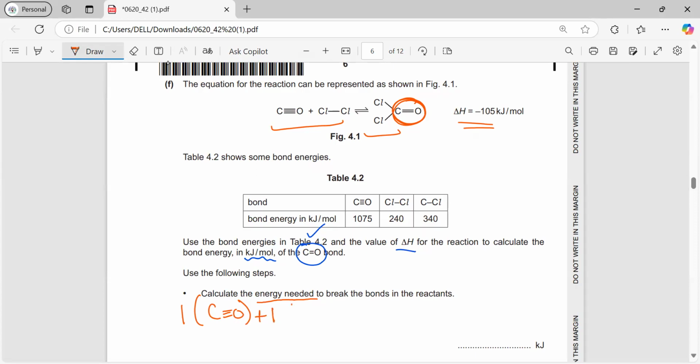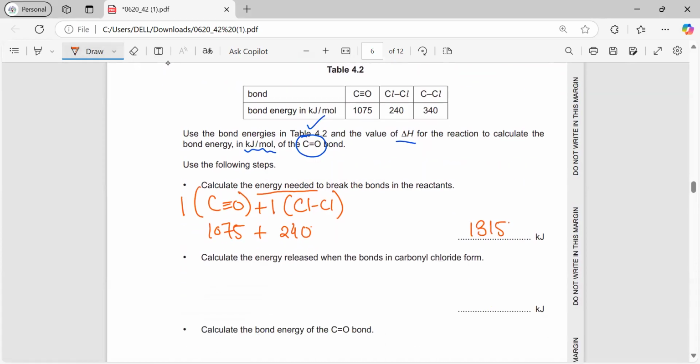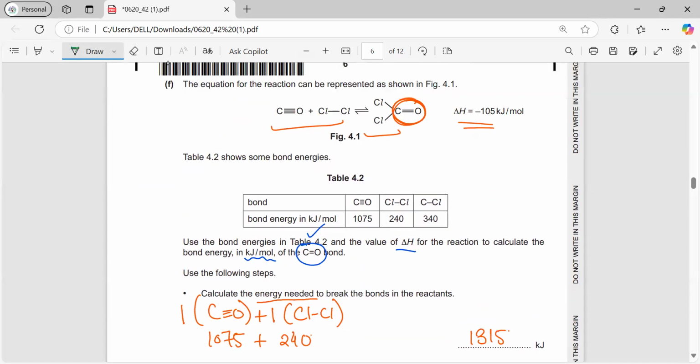Plus, there is one Cl-Cl bond. We'll substitute the values. C triple bond O is 1075 and chlorine is 240, which makes it 1315. For the next section, calculate the energy released when the bonds in carbonyl chloride form. So we have to calculate the energy released in carbonyl chloride. In carbonyl chloride, as you can see, there are two C-Cl bonds and one C=O bond.